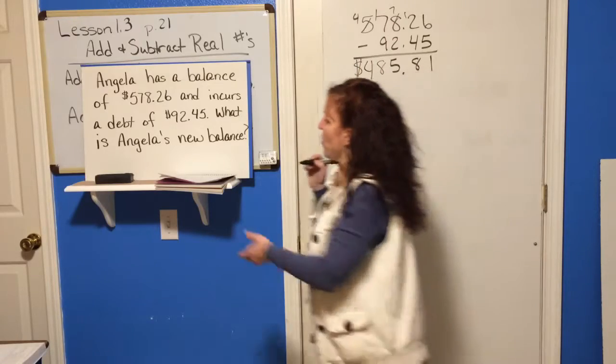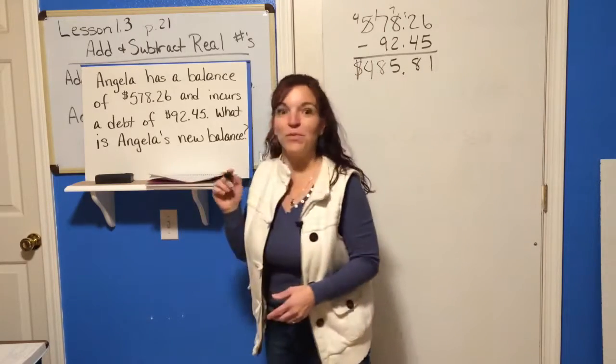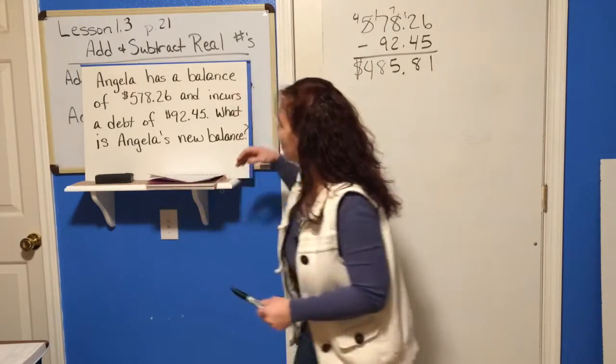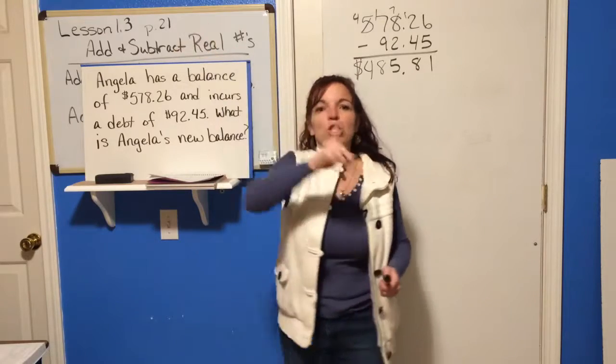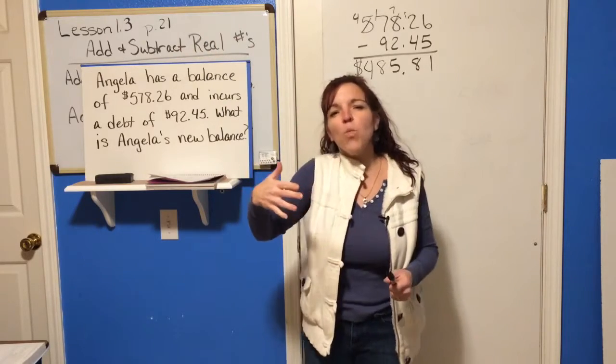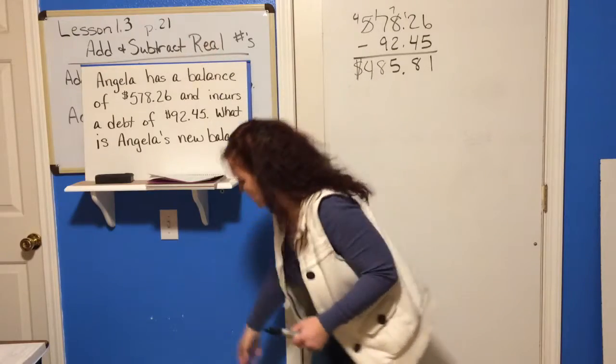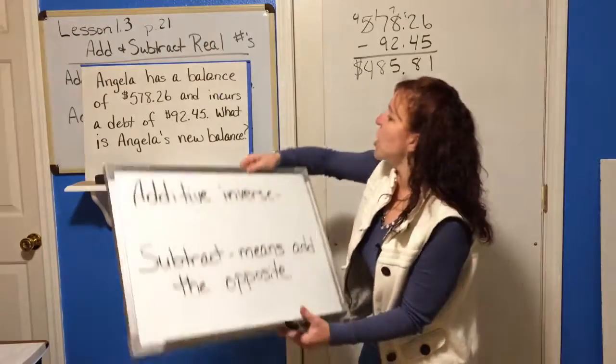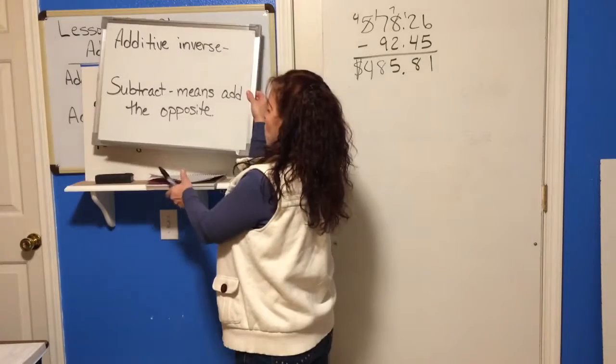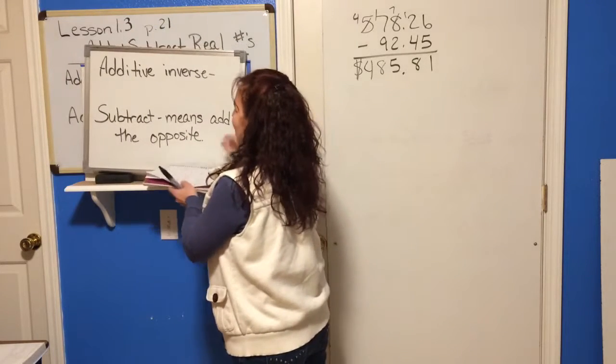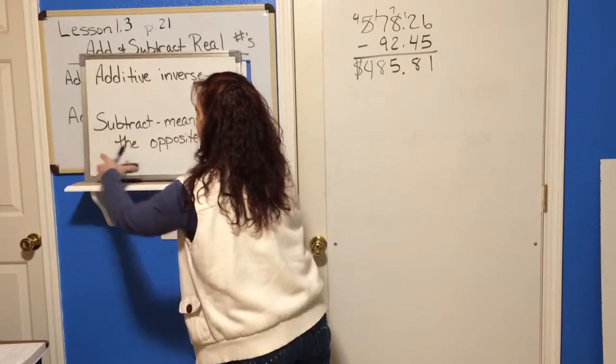485, 81. I hope that's what you got. That's what I got before. All right. So then this, I said, looks like a subtraction problem. Let's talk about, well, what is subtraction? In order to talk about subtraction, we first want to talk about an additive inverse.